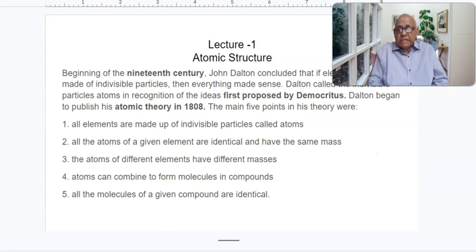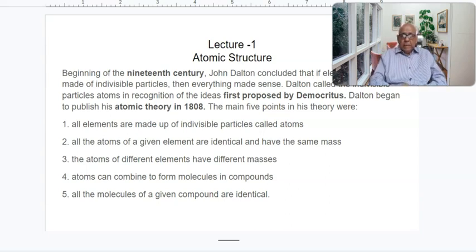In the beginning of the 19th century, John Dalton concluded that elements are made of indivisible particles. Dalton called them atoms, the idea first proposed by Democritus. Dalton began to publish his atomic theory in 1808.